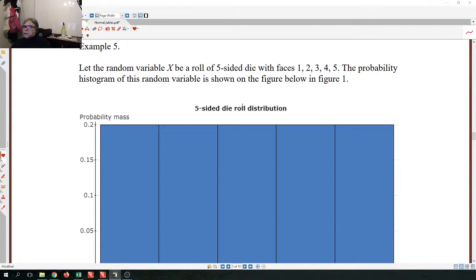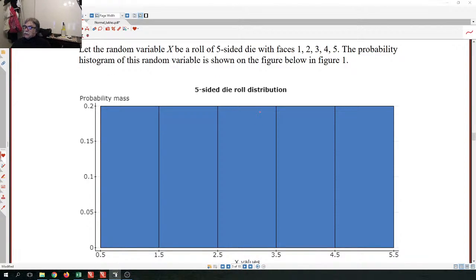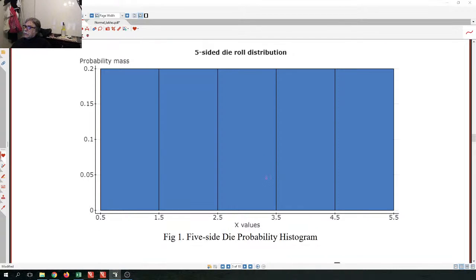So 20% that you're going to get 1, 20% you're going to get 2, 1 out of 5 that you're going to get 3, 1 out of 5 you're going to get 4, 1 out of 5 you're going to get 5. So this is the probability histogram of the distribution. You have 1 with a chance of 20%, 2 with a chance of 20%, 3 with a chance of 20%, 4 with a chance of 20%, 5 with a chance of 20%. This is nothing like normal. This distribution here is what we call uniform distribution. Everything is equally likely. Okay?